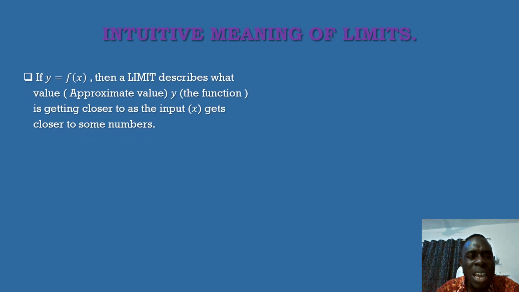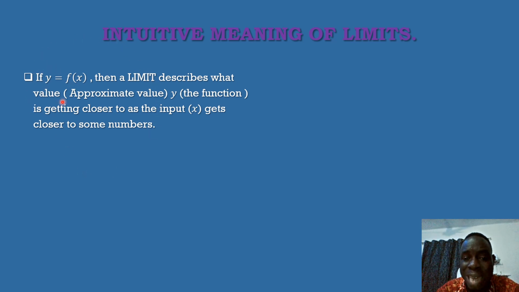So now, let's understand the intuitive meaning of a limit. If y equals f of x, then a limit describes what value, for me, I call it the approximate value, that y, the function, is getting closer to as the input x gets closer to some number. So the limit of y means: what is the behavior of y when x is getting closer to some number, where x is known as the input? That is, you input to get the image.